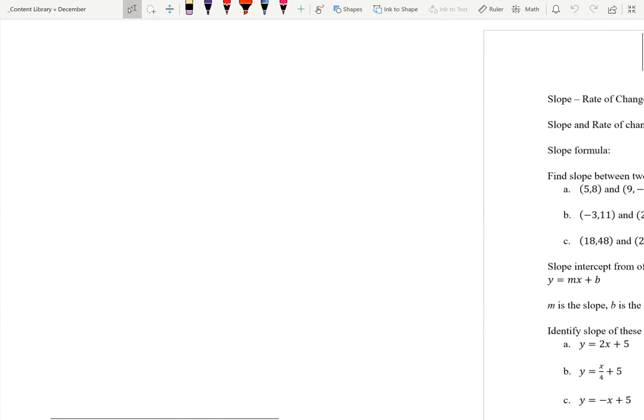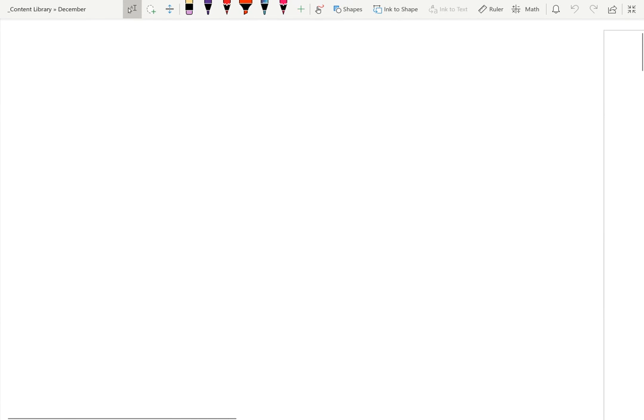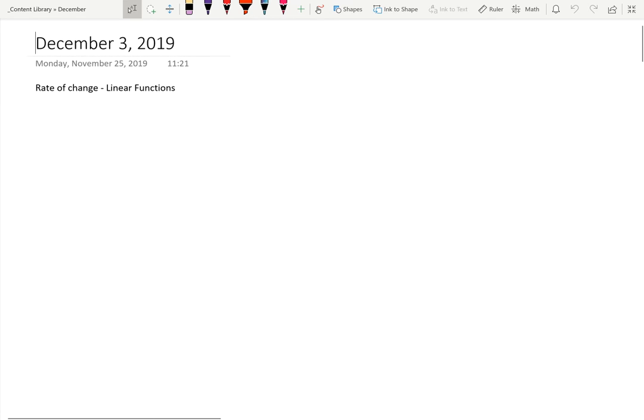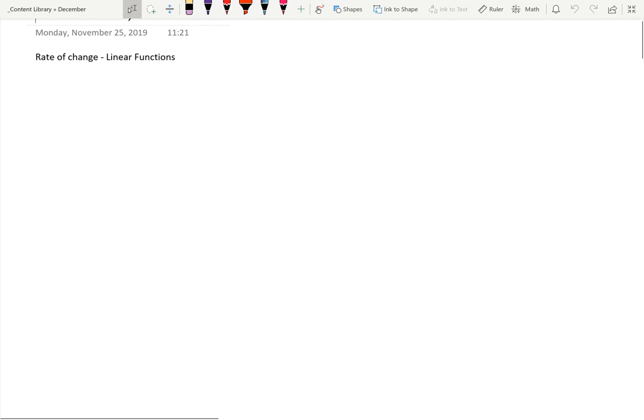All right. So today we're talking about slope slash rate of change. First we're going to start by defining what that means. Then we're going to talk about what it looks like, and what we're going to be doing today. Okay. So first and foremost, slope, rate of change.